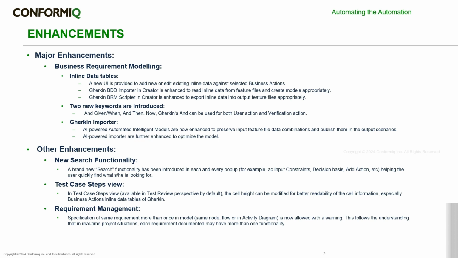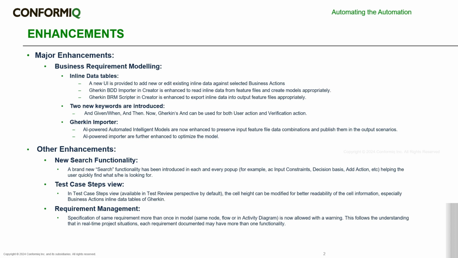Coming to the other enhancement, which is the test case step view. Now, in the Creator, within the test review perspective, you can find the test case step view where a tabulation has been provided such that you can find the steps, the value, and context of every test case. Now, within this tabulation, the cells are in the default size. In case you want a better viewing experience, this enhancement has been provided in this new version release, where you can go to the Windows preferences, where an option has been provided by enabling which you can enlarge the cell size and have a better viewing experience. This especially helps in better readability of the inline data defined within the business sections.